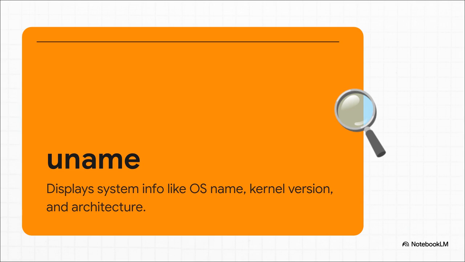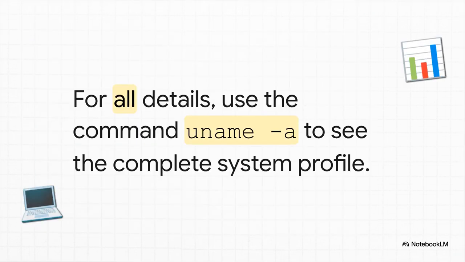Are we on a Debian box, a Red Hat machine? What kernel version are we running? Is it 32-bit or 64-bit? uname gives you those vital stats you need for basically everything, from checking if a program will run to security audits. But here's the pro tip.